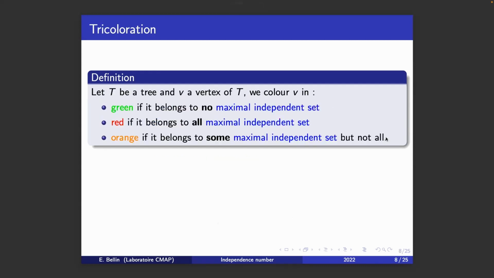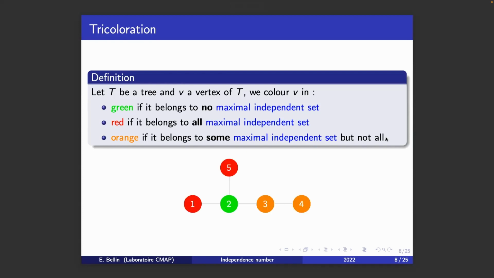To do so, I will introduce a notion of tricoloration of a tree. It means that I will color the vertices of the tree using 3 colors. In my case, I use green, red, and orange. I color a vertex z in green if and only if it belongs to no maximal independent set. Similarly, I color it in red if it belongs to all the maximal independent sets, and finally in orange in all the other cases, so if it belongs to some maximal independent set, but not all.